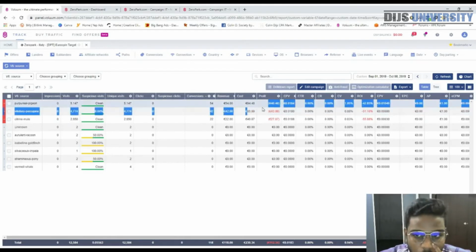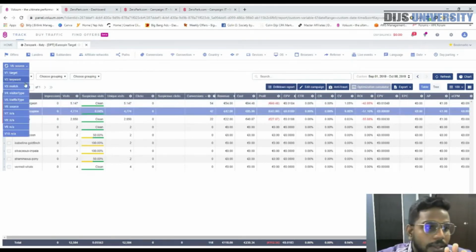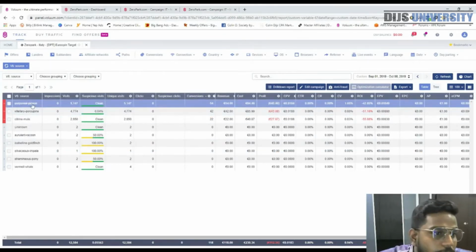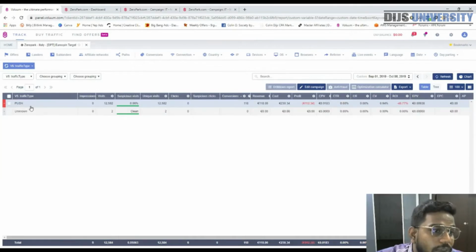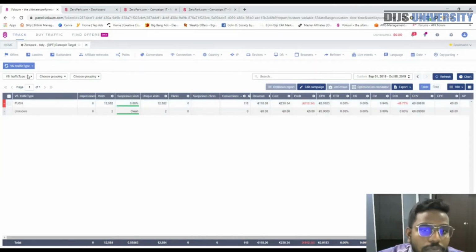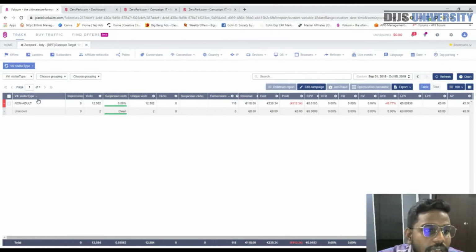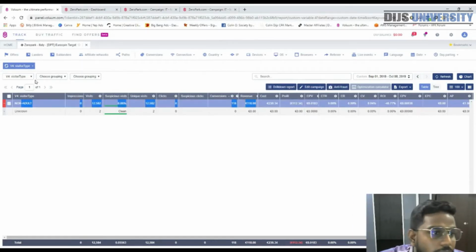We spent quite a lot, we were still on loss, but this is the conversion that we got. This was the best. And then we can actually go ahead and check out the traffic type as well and see what type of traffic. Oh sorry, this is push, my bad. Visitor type, if I'm not mistaken. Yes, visitor type also is non-adult. So you can check a lot of data over here.